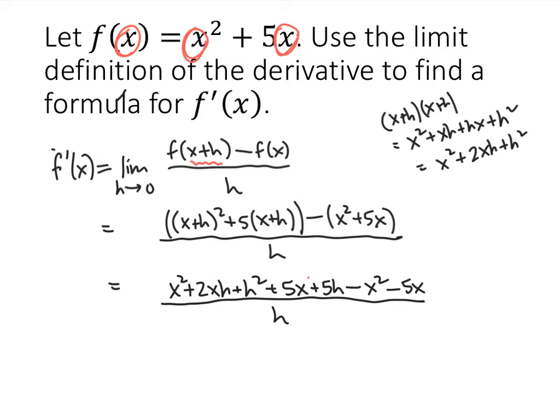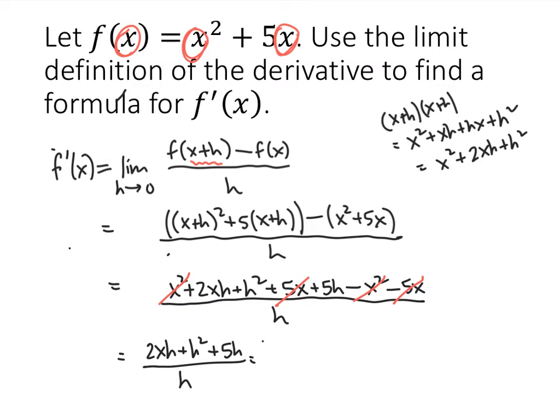So for example, we have a plus 5x and a minus 5x, so those cancel out. We have an x squared and a minus x squared, so those cancel out. And that's all we can do. So what do we have now? We've got 2xh plus h squared plus 5h all divided by h.